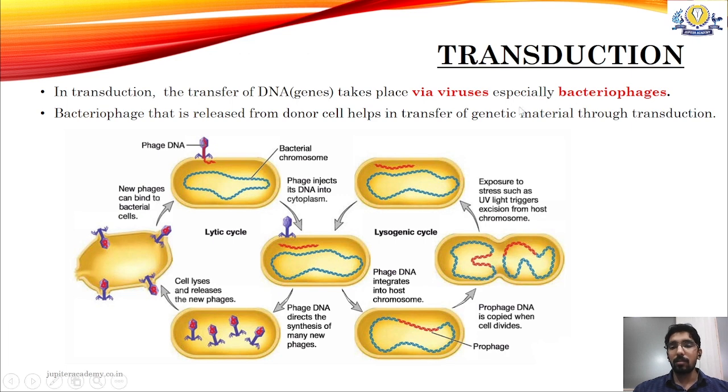Then when an external stress or a trigger is given, the DNA of the bacteriophage is removed or cut out, and it goes into a lytic cycle, orders the bacterial DNA to produce phage particles, and then kills the bacteria. During the lysogenic cycle, when the DNA of the bacteriophage gets separated from the bacteria, there is a chance that some of the bacterial DNA also comes along with the phage DNA.